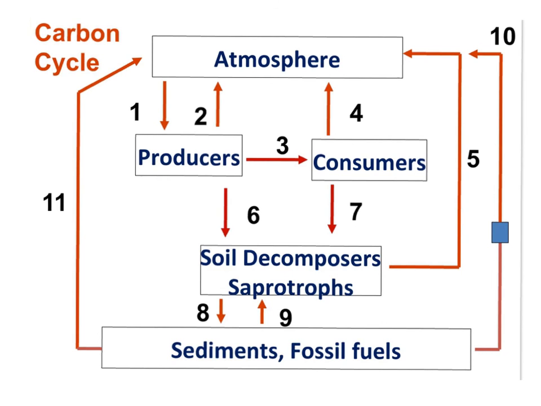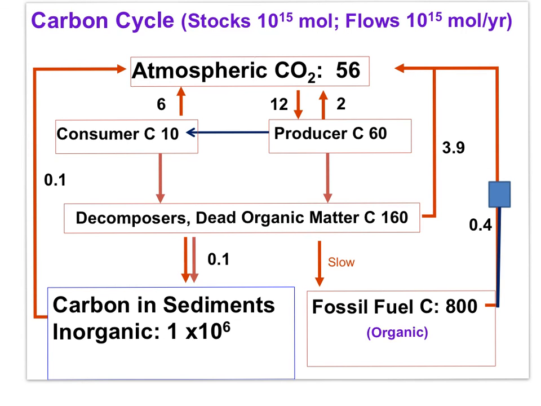Identify all the numbered fluxes shown in this diagram. Study this slide. See me in class if you have any questions. In this diagram of the carbon cycle, the fluxes are given in moles per year. Can you determine whether or not atmospheric carbon dioxide is in equilibrium or out of equilibrium? Can you determine why atmospheric carbon dioxide is not in equilibrium? See me in class if you're struggling with the questions I've posed here.